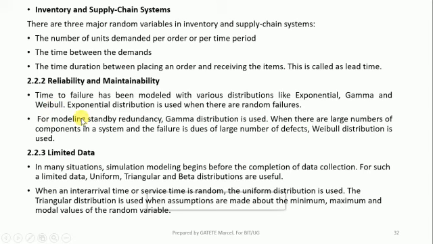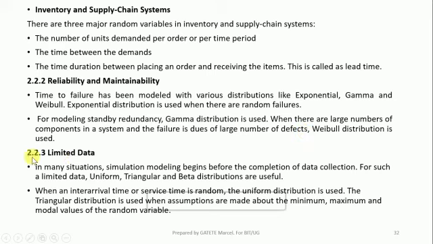We can also model standby redundancy. For standby redundancy, we can use the gamma distribution. But when there are a large number of components in the system and the failure is due to a large number of defects, the Weibull distribution will be used. This Weibull distribution is used when we have a large number of items or values. If you use the exponential distribution, it will be a problem because it can't handle a large number of values. So this one will be used.